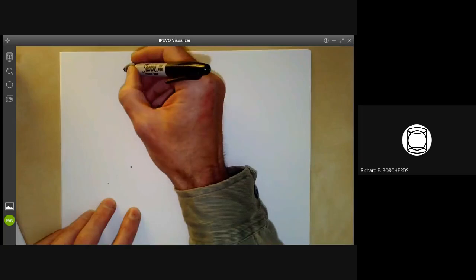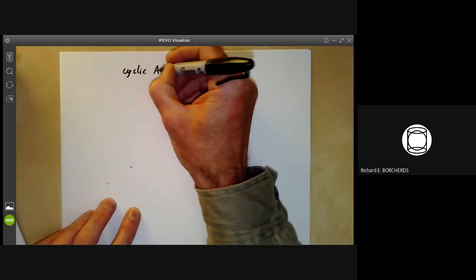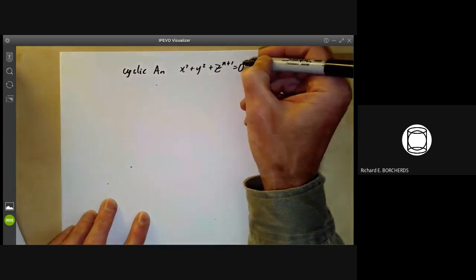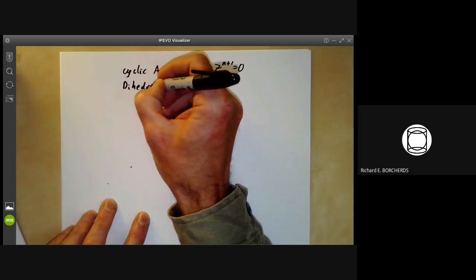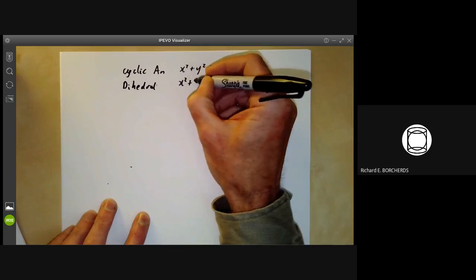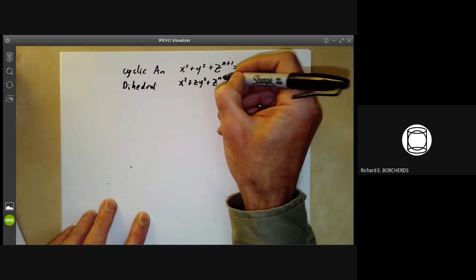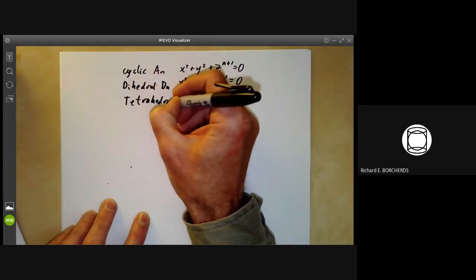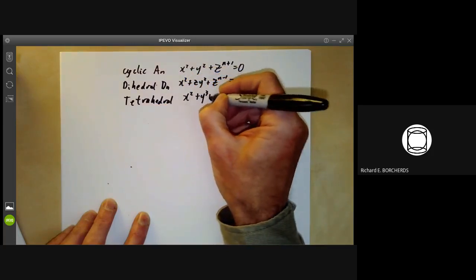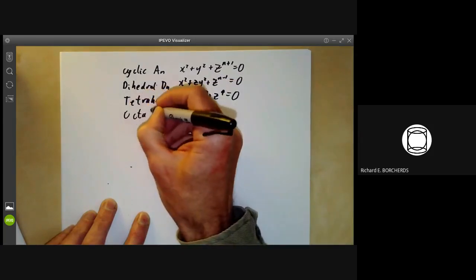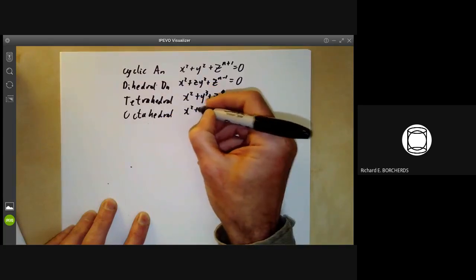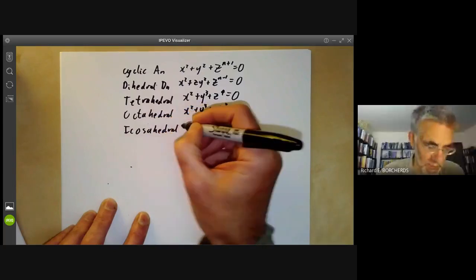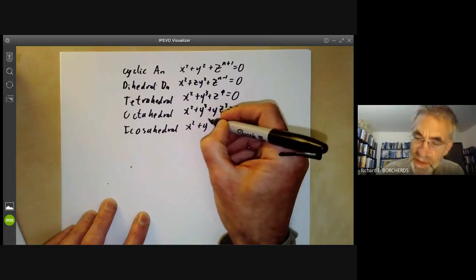I'll now list them all. So the Duval singularities are as follows. There's the cyclic ones, which are denoted by A_n, which look like x squared plus y squared plus z to the n plus 1 equals 0. Then there are the dihedral ones, which correspond to x squared plus z y squared plus z to the n minus 1 equals 0. There's the tetrahedral one, which is given by x squared plus y cubed plus z to the 4 equals 0. Octahedral, given by x squared plus y cubed plus y z cubed equals 0. And icosahedral, given by x squared plus y cubed plus z to the 5 equals 0.